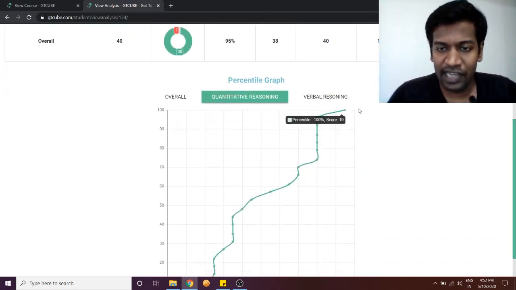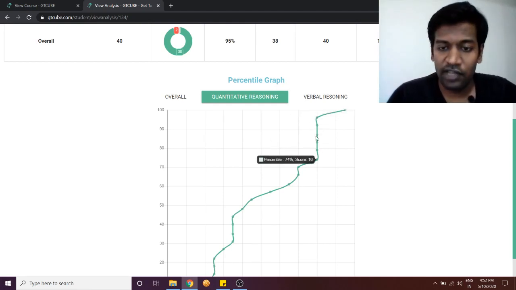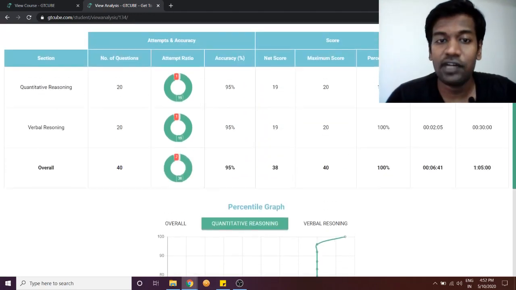So it will also give you the graph of percentile. If your score is 19, you are the 100 percentile, that's the topper, or anything else: what's your score and what's your rank against others.